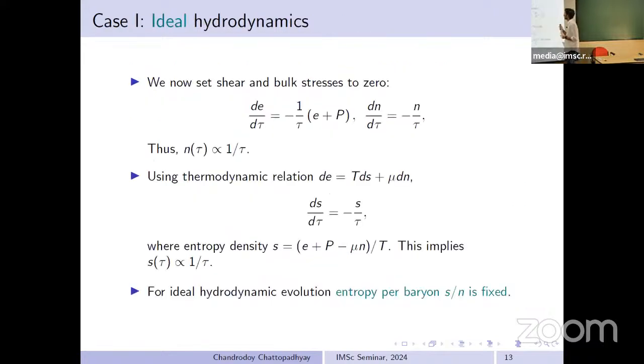First I will quickly say that if we remove all non-equilibriumness in the system, that is, assume that the system is in perfect local equilibrium, then there is no dissipation. So energy density and net baryon density for this flow evolve in a simple way. This admits a simple scaling solution. Using thermodynamic relations, one can show that the entropy density also obeys a simple scaling, going as 1/τ. What this means is that in an ideal fluid, the entropy per baryon stays fixed in a fluid element.